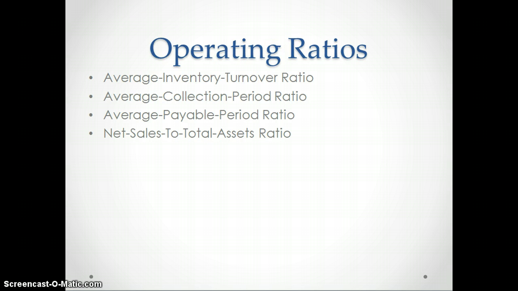The next ratios we're going to be looking at are called operating ratios, and there are four. There's the average inventory turnover ratio, the average collection period ratio, the average payable period ratio, and the net sales to total assets ratio.